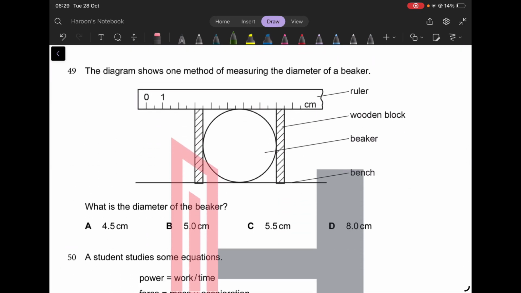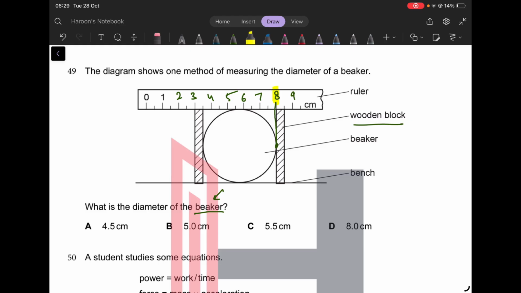The diagram shows one method of measuring the diameter of a beaker. What is the diameter of this particular beaker? Now you see we have been given wooden blocks. We just need the diameter of the beaker, so we will not include the wooden blocks. So this is its ending point. I'll go up from here: 2, 3, 4, 5, 6, 7, 8, 9. So 8 is my final reading.